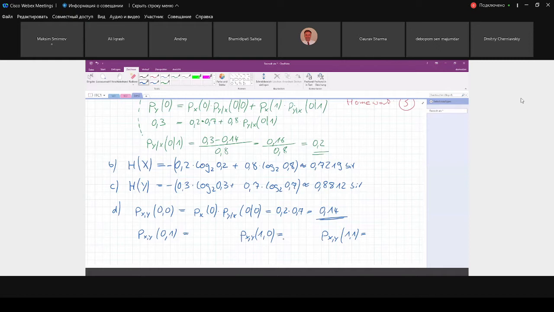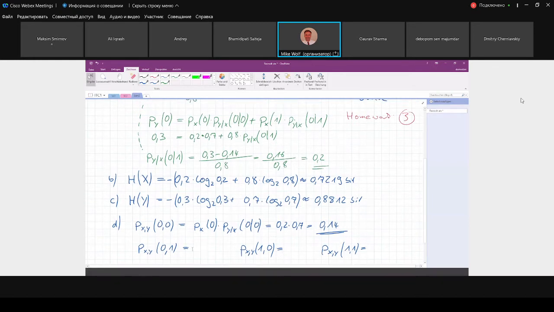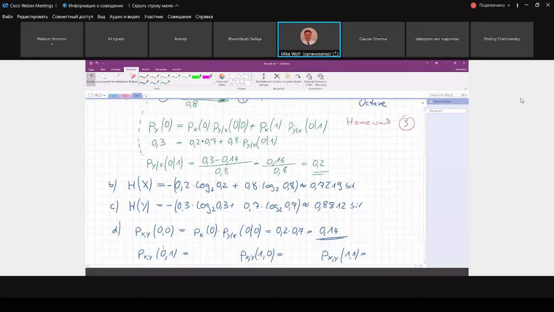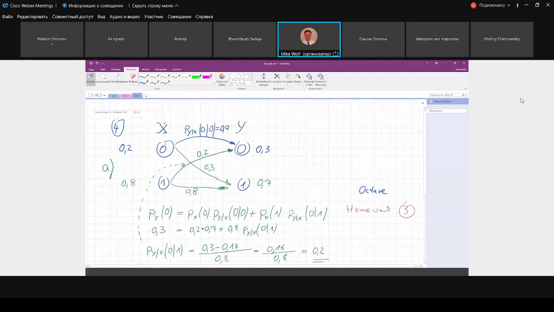Okay, so you can already read some probabilities here. Yeah, of course. What is the probability that x is 0 and y is 1? So this would be this and this. 0.06, right?